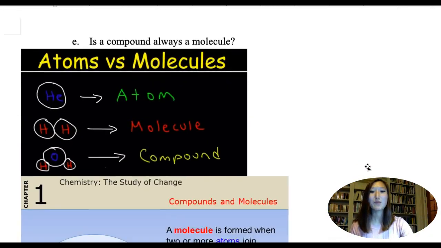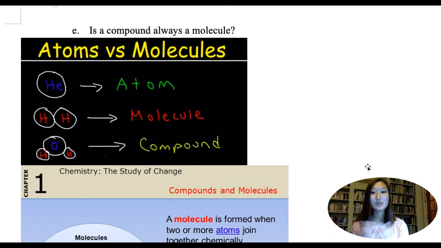Once you put different atoms together and make them stay together for a pretty long time, they're stable, they stay together for a while, then you have something called a molecule. Anytime you have more than one atom, you will call it a molecule. Molecule and atom are two very different things. An atom is just one atom. A molecule is multiple atoms combined together using chemical bonds.